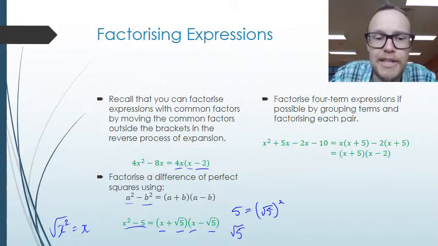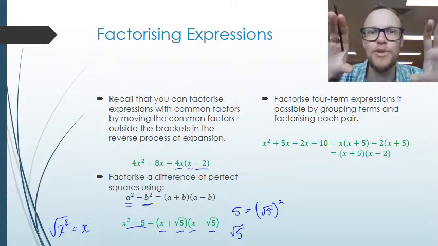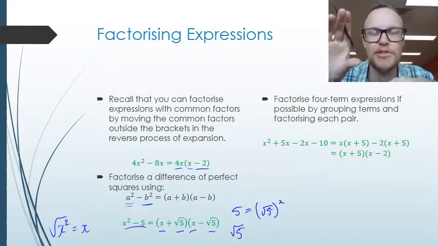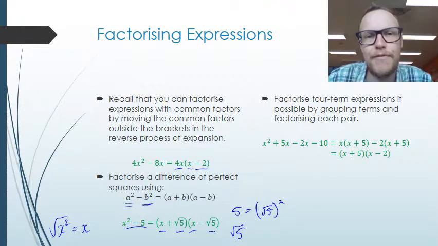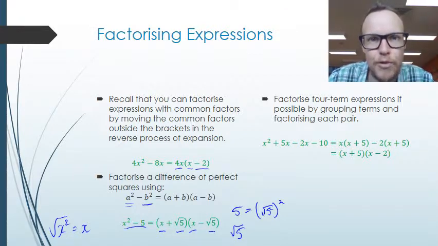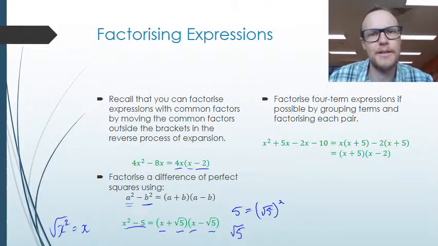You can check by expanding this back out in the opposite direction and seeing that you'll be able to get a squared minus b squared. We can also look at factorising 4-term expressions, if possible, by searching for and factorising each pair of the 4 terms, so the first 2 terms and the second 2 terms.